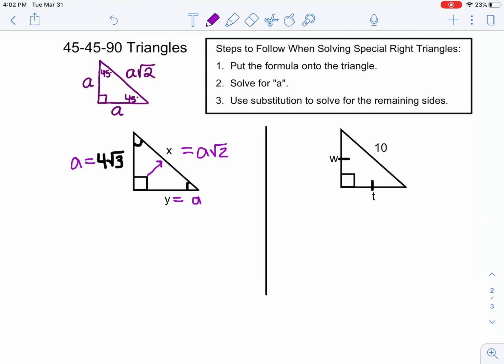Step 2 says to solve for A. So looking at the three equations that we just set up, you're looking for which one is going to be the easiest to solve for A. In this case, that's going to be A equals 4 root 3, because this one is already solved for us.